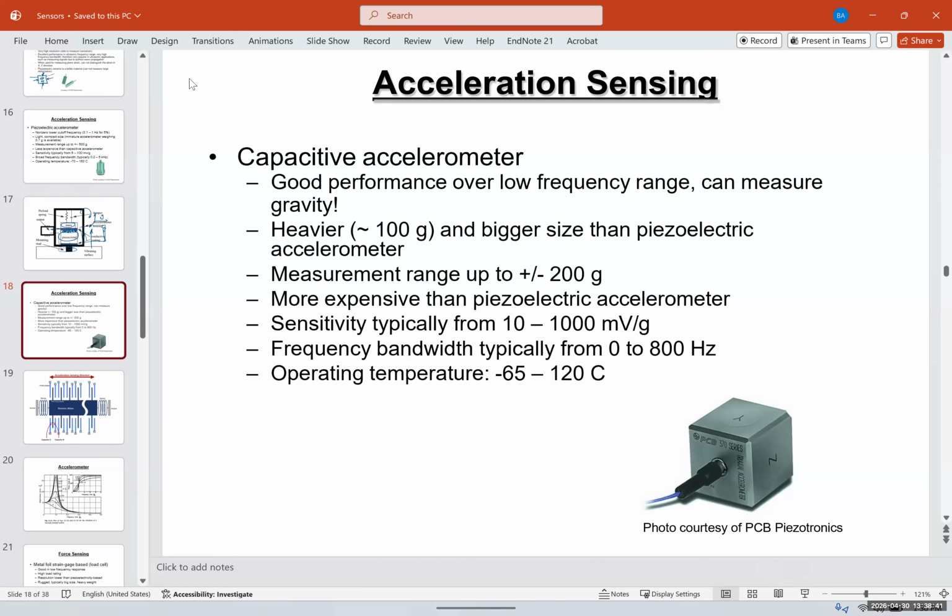These are more expensive. Sensitivity is typically from 10 to 1,000 millivolts per G. The frequency bandwidth typically is between 0 and 800 hertz. And the operating temperature is pretty good, negative 65 to 120 degrees Celsius.